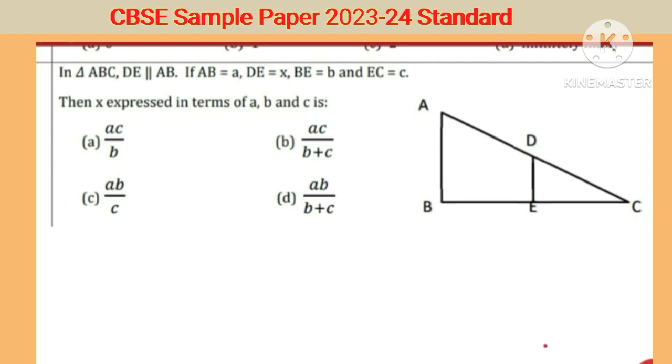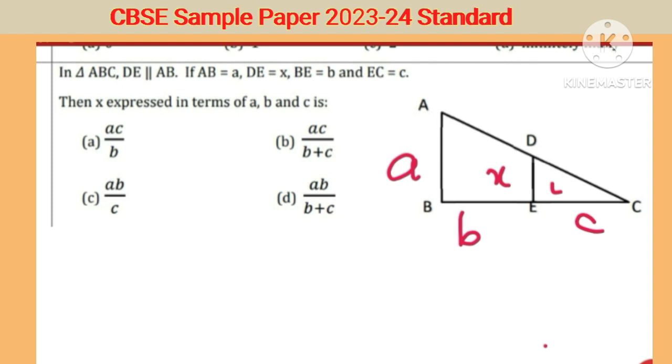Let's see question number 8 from similar triangles. We are given DE is parallel to AB, and we are given that AB is A, DE is X, BE is B and EC is C. We need to find out a relationship.